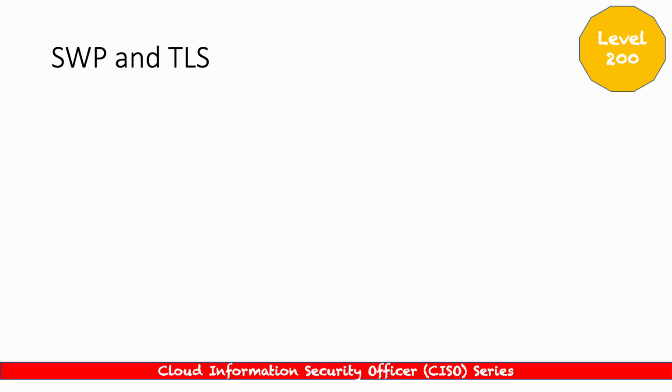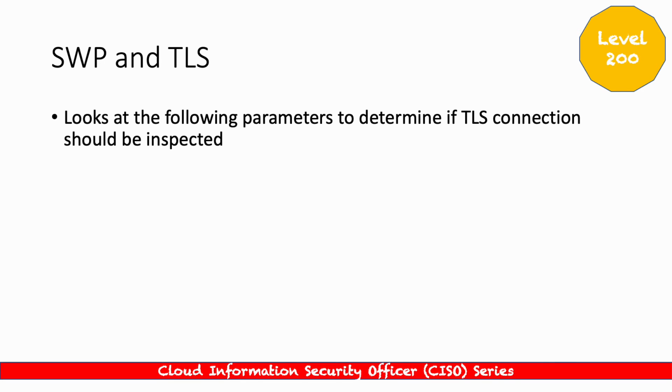So we talked about traffic, we talked about policies, and I know I mentioned this before, TLS. TLS is very important for securing that connection, and we mentioned one of the advantages is that we can use TLS end to end. But let's dive deeper into TLS as it relates to Secure Web Proxy. We're going to look at the following parameters to determine if the TLS connection should be inspected. Yes, we are getting the TLS connections coming in, but should we inspect them? That is really the big question. Do we want to break apart the TLS connection and look into it? There are situations where we don't want to do that, and there are situations where we do.